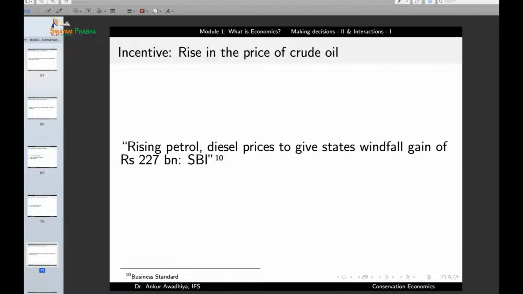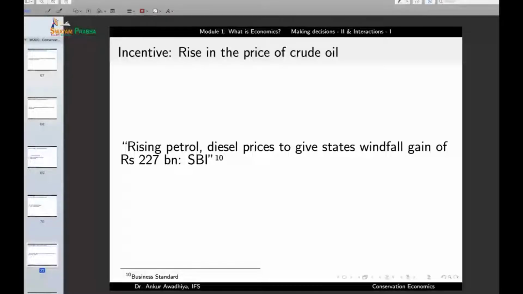Another thing that we'll see is rising petrol and diesel prices to give states windfall gain of rupees 227 billion. Now, what this is saying is that because the price of petrol and diesel have gone up, the amount of money that the government will get in the form of taxes will also go up. Now, so far we have seen that when the prices of crude oil are going up, it is acting as a disincentive for a number of people because their cost of living is going up. But in the case of certain governments, this might even lead to more and more amount of money that is coming up in the form of taxes.